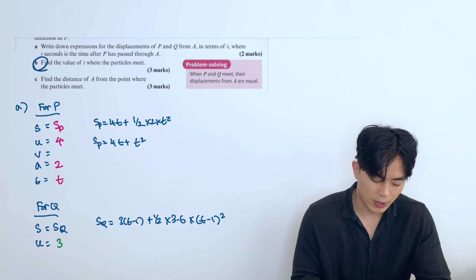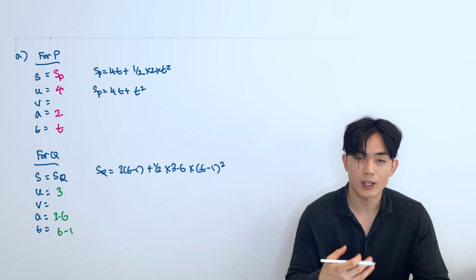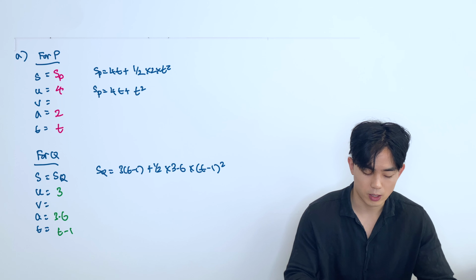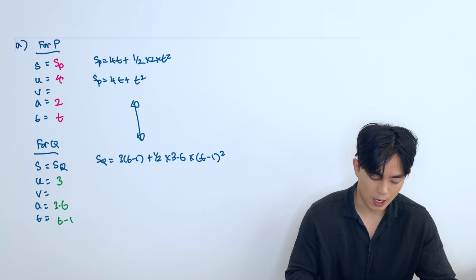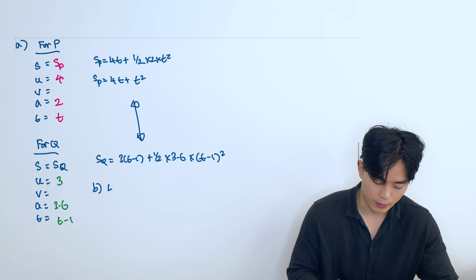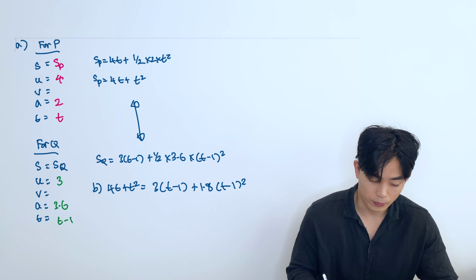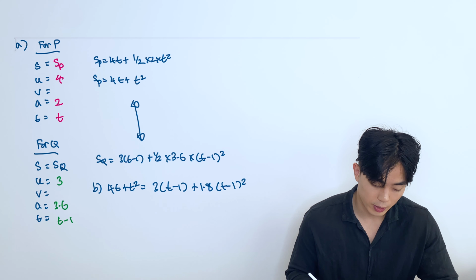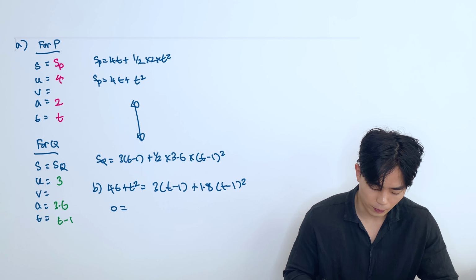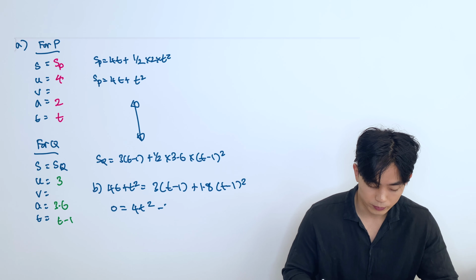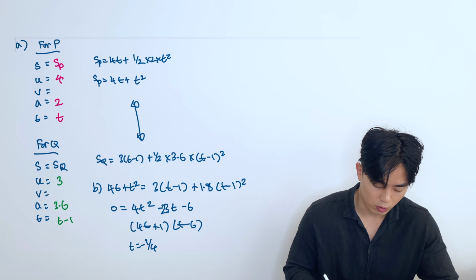Right, B, find the value of t when the particles meet. Now if they're going to meet, it means that the displacement is going to be the same, right? So we've got two equations here. So what I can do now is just equate the two equations together and then solve for t. Like so, okay? And so hopefully, if you work this out, you'll get a quadratic equation again: 0 is equal to 2.3t squared minus 23t minus 6... which I can factorize as (4t plus 1)(t minus 6). So t is negative 1 over 4, or 6.